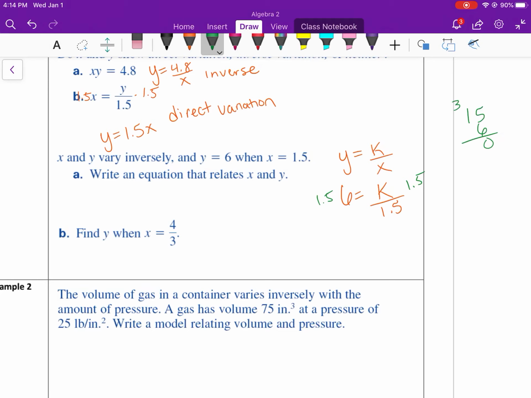1.5 times 6 would be 9. Add back in my decimal. So I'm going to get k equals 9. So that's my constant of variation. So for the equation, it would be y equals 9 over x. That's your constant of variation. So when x equals 6 and y equals 1.5, the equation that relates x and y would be y equals 9 over x.